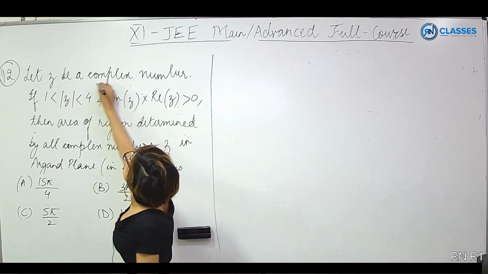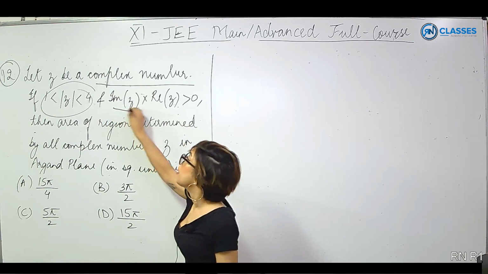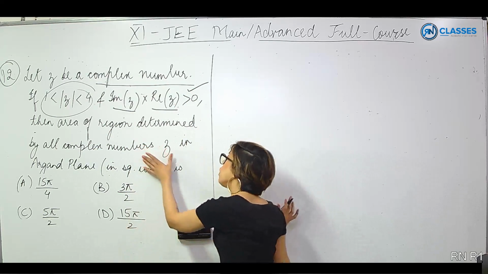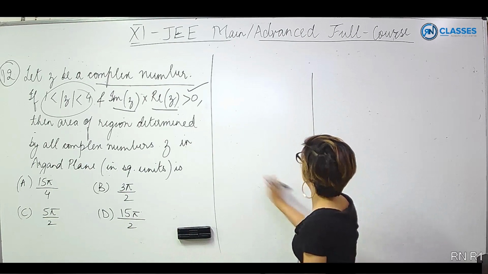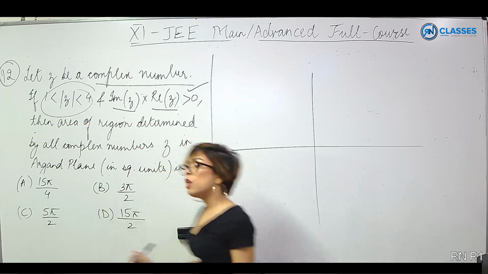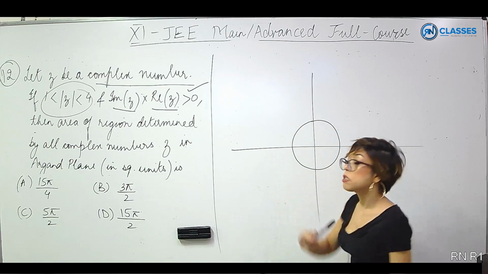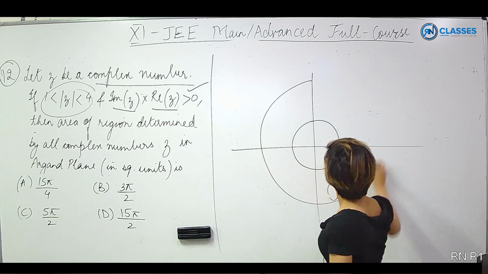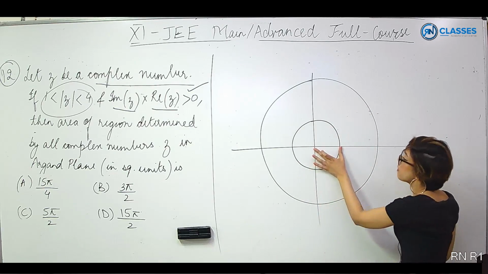Now he says let z be a complex number. If 1 is less than mod of z less than 4 and imaginary part of z into real part of z is greater than 0, then the area of the region determined by all complex numbers z in the Argand plane is. So let me study all of this on the Argand plane. Mod of z lies between 1 and 4. Let me study what mod of z equal to 1 is, all of these complex numbers. Mod of z equal to 4 means all of these complex numbers. Obviously the center of both circles is 0, 0, with radius 1 and radius 4.